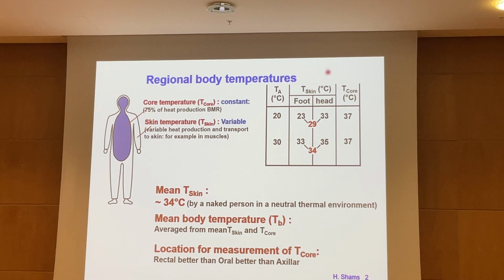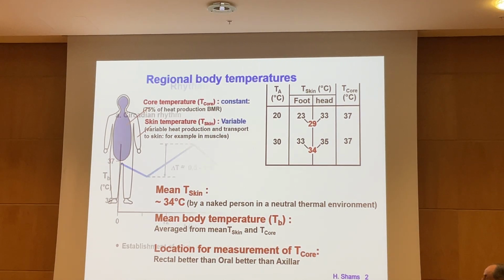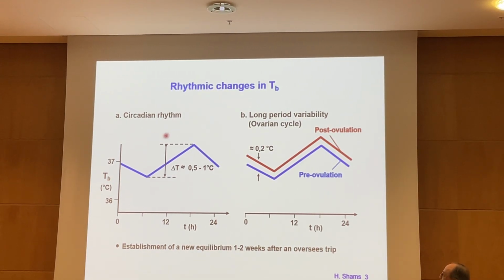Okay, I told you that the core temperature is constant, but it shows some variability. And the variabilities are shown here. One, we call it circadian variability. You see during the 24 hours of the day, the temperature changes a little bit. At the early morning hours, 6 o'clock in the morning, you have the lowest body temperature. At 6 o'clock in the evening, you have the highest body temperature. And the difference could be half a degree to 1 degree Celsius.